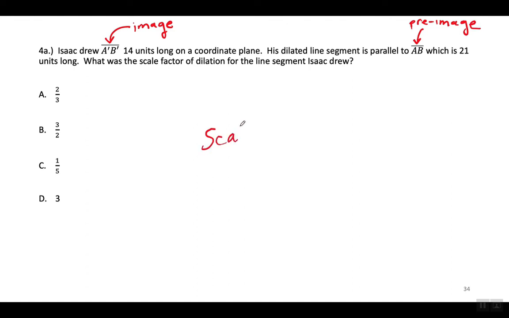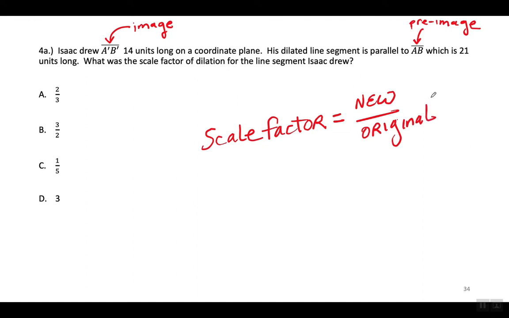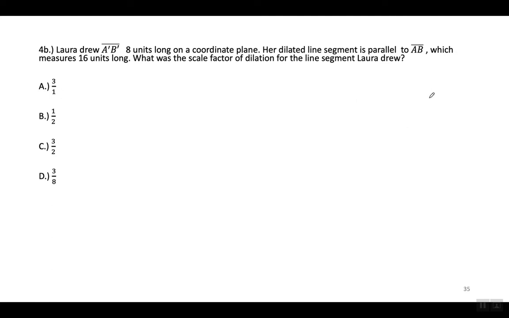Alright, and scale factor is always the new over the original. So just put the new amount over the original amount to find the scale factor. In this case, 14 over 21, which when you simplify it, will give you 2 over 3. Remember, scale factor is always the new over the original. Okay, para encontrar el factor de escala siempre se divide el lado nuevo sobre el lado original y se tiene que simplificar. Here's another example, where Laura drew segment A prime B prime, which is 8 units long.